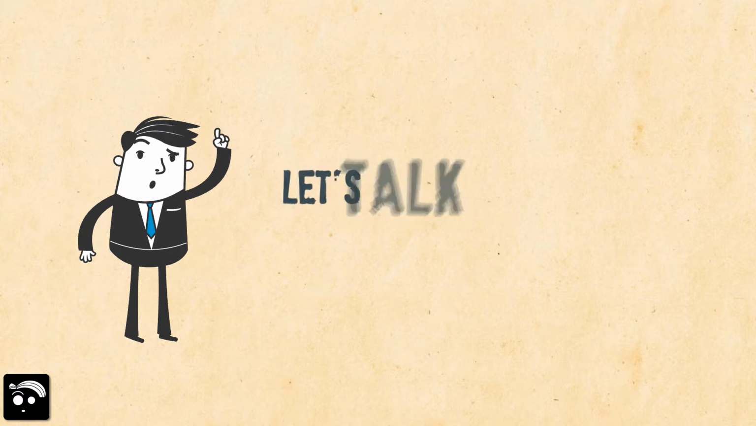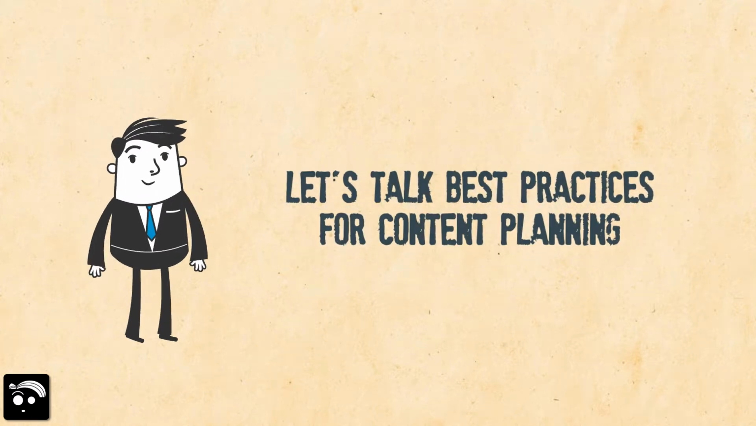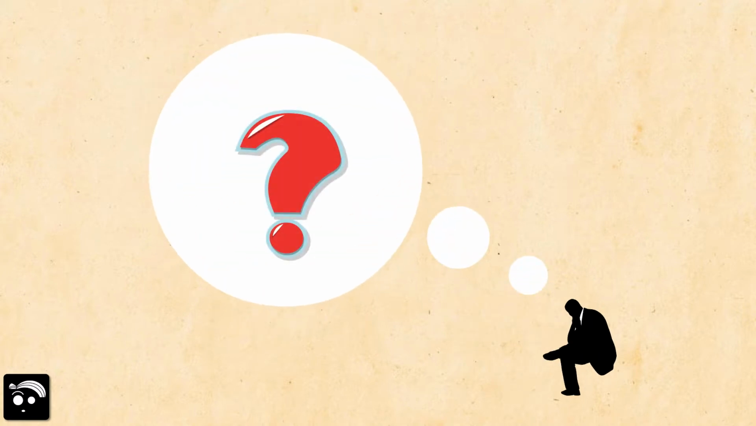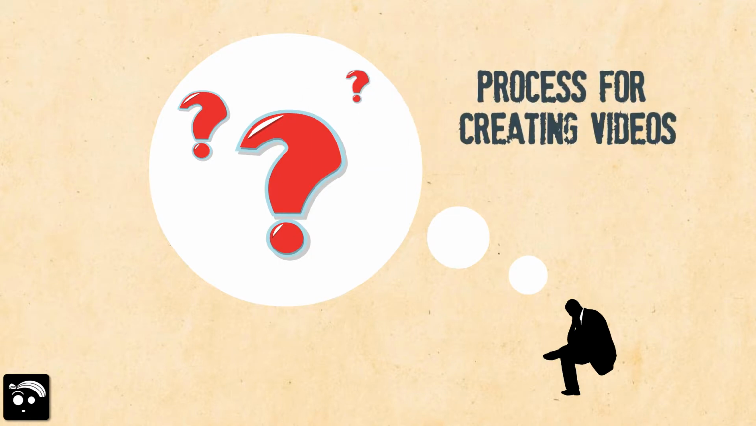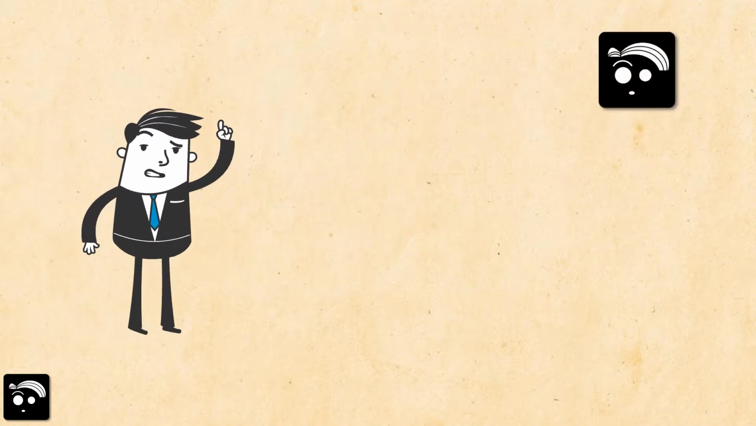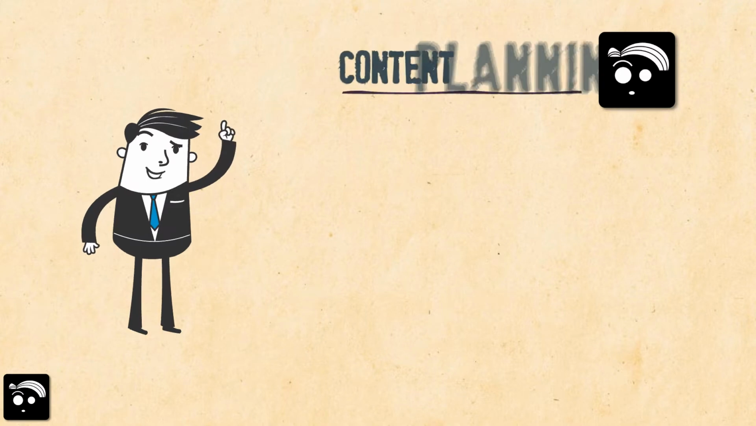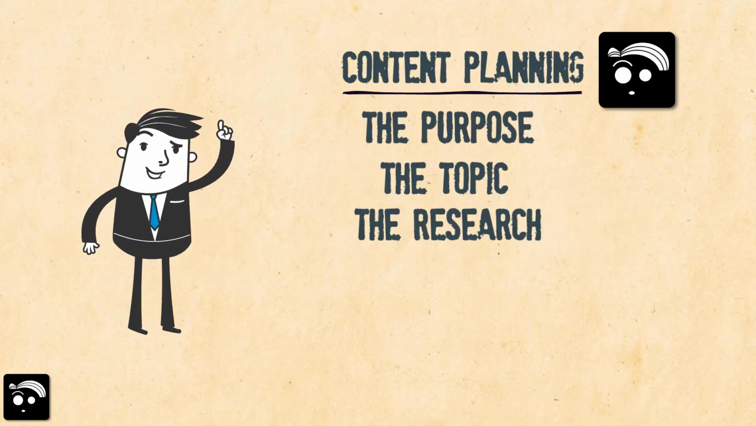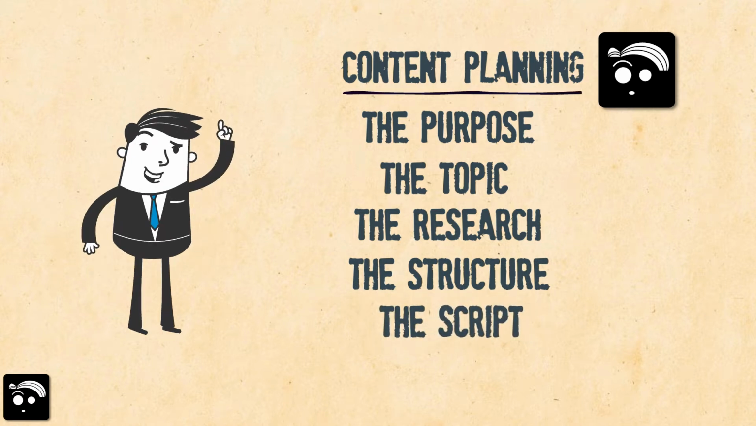Okay, let's stop for 1 second and talk about some best practices in creating video content. Before any movie director starts filming, they take a good while to sit down and plan everything out, from the kind of themes they want to use to storyboard outlines. It's a good idea to create a process of how you go about creating video content. Before I start creating my marketing videos, there are several things I often think about: the purpose, the topic, the research, the structure, the script, and the attractiveness.